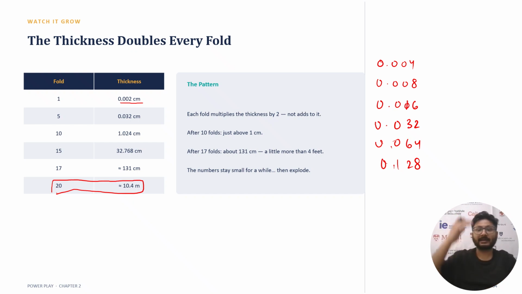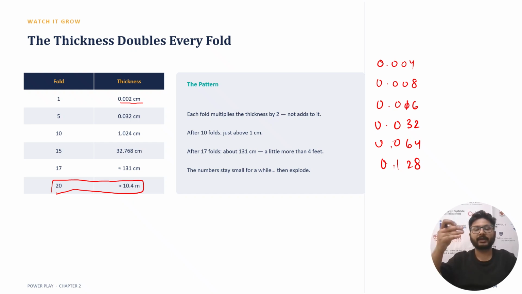10 meters is basically the height of a ceiling, and that is huge. So that is something we need to understand: when you fold, the thickness will not add up, it will become double of itself. Every time you are multiplying the thickness by a power of 2.